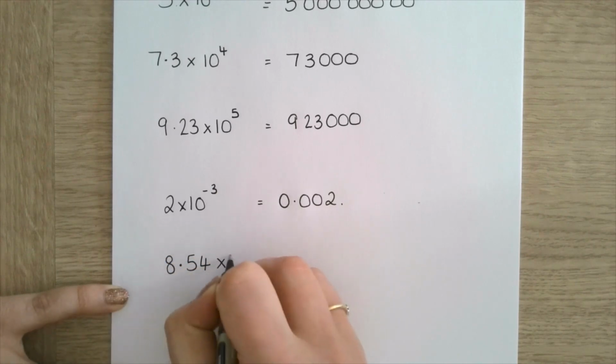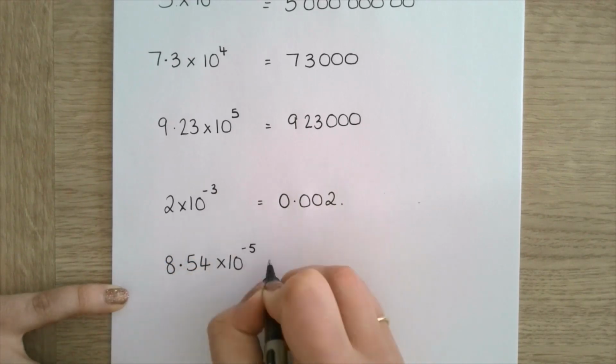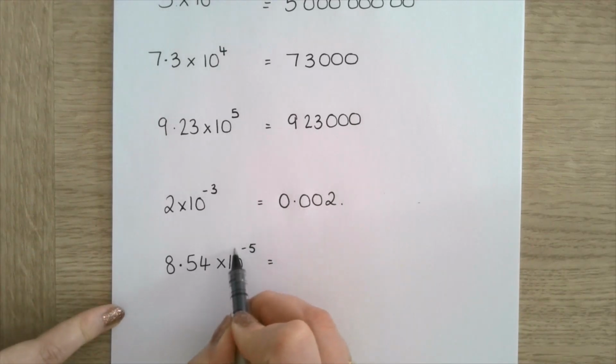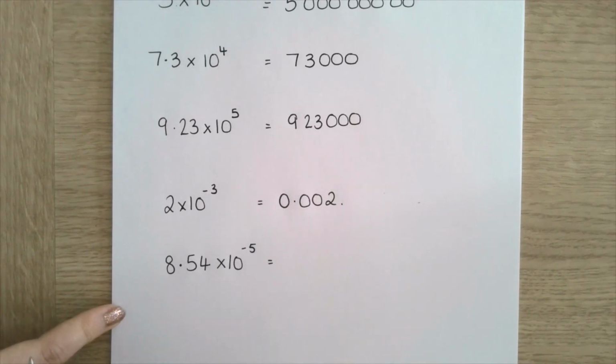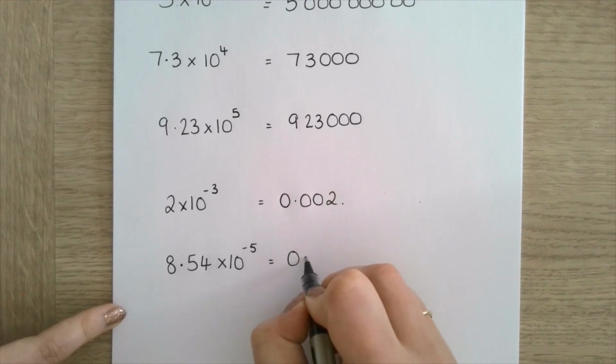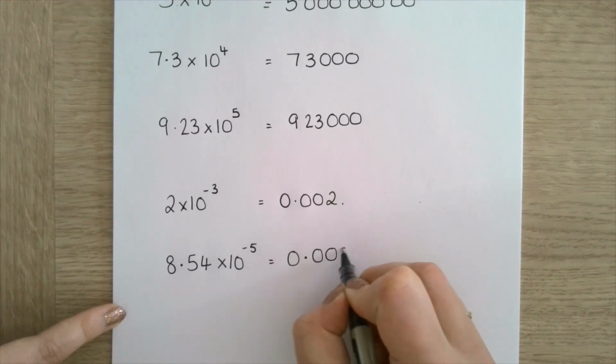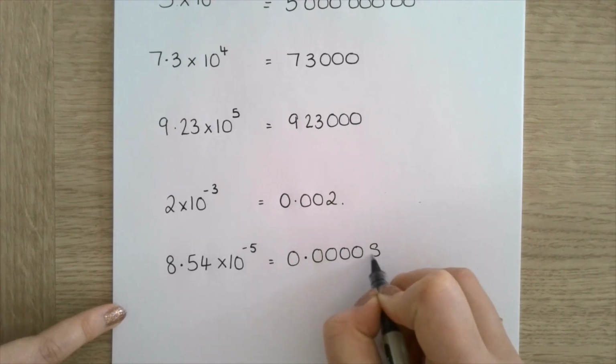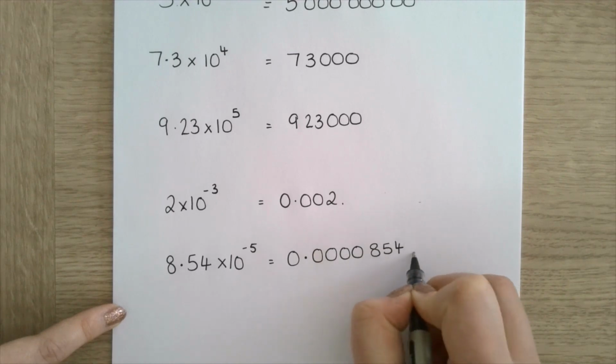Another example, 8.54 times 10 to the power of negative 5. I'm going to have 5 zeros, including the one before the decimal point. So 0.0000854.